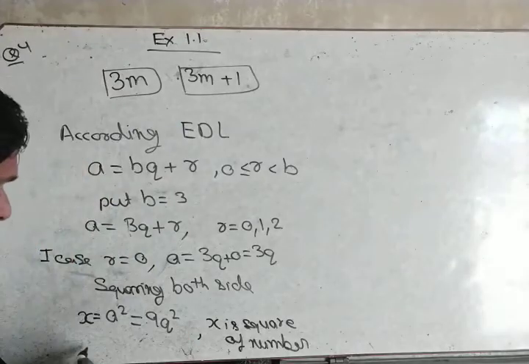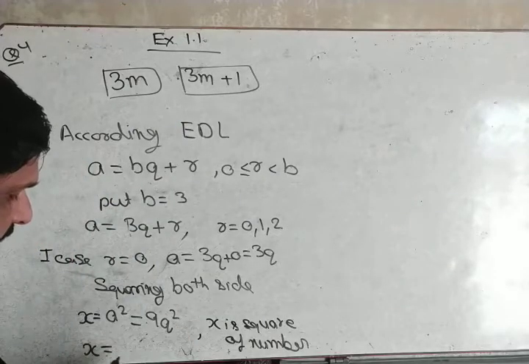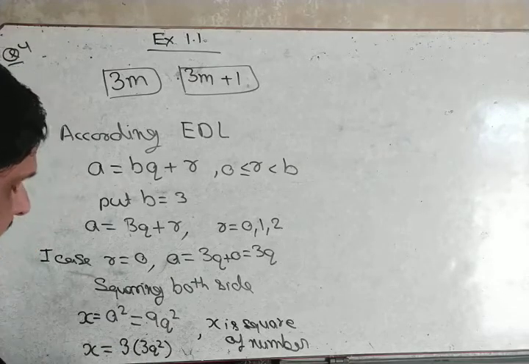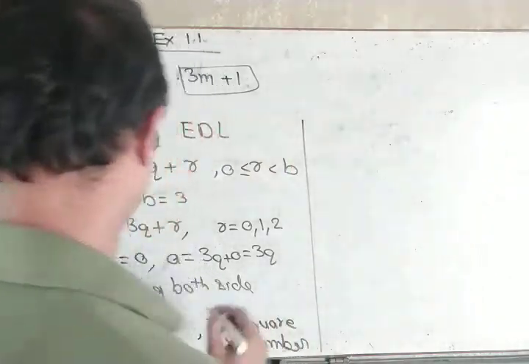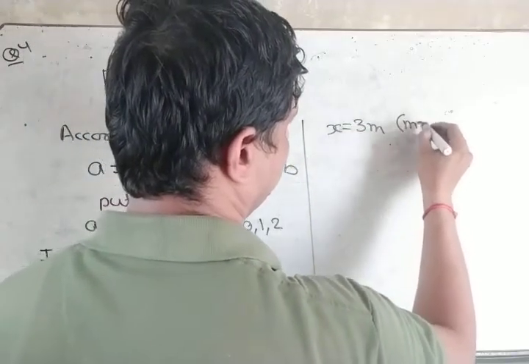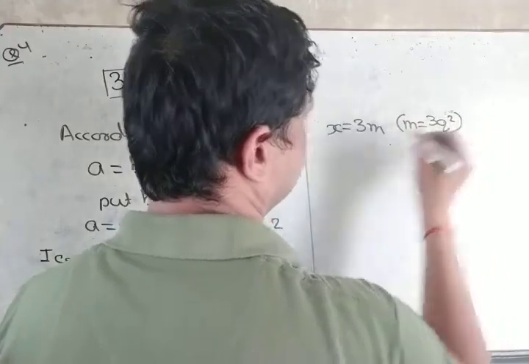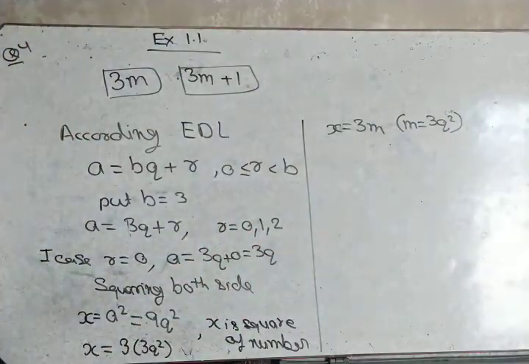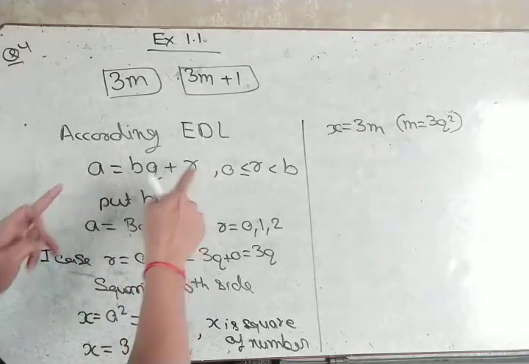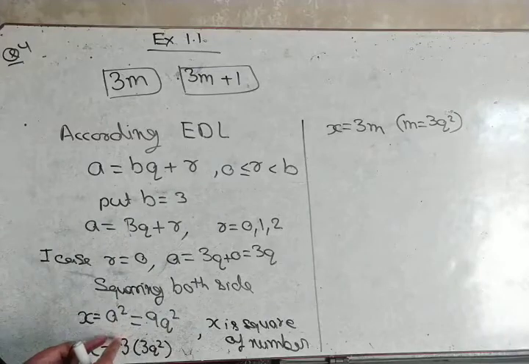This x can be put in the form of 3q square, and this 3q square can be taken as m, because m is an integer. So when we take the square of this number, we are able to put it in the form 3m. Okay, you have to prove. Now case second.